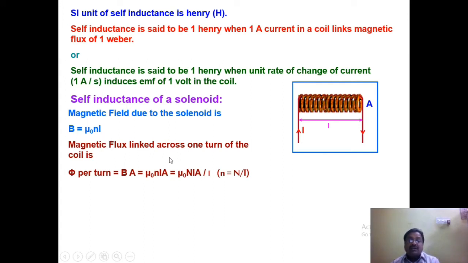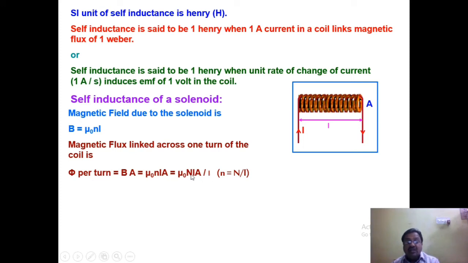But the magnetic flux linked across one turn of the coil is BA, and if we substitute B, mu 0 n I, so mu 0 n I A. But small n is not the total number of turns, it is the number of turns per unit length. If the total number of turns of this coil is capital N and L is the total length, then N by L is the number of turns per unit length. For this n, you substitute N by L, so you get phi equals mu 0 N I A by L.